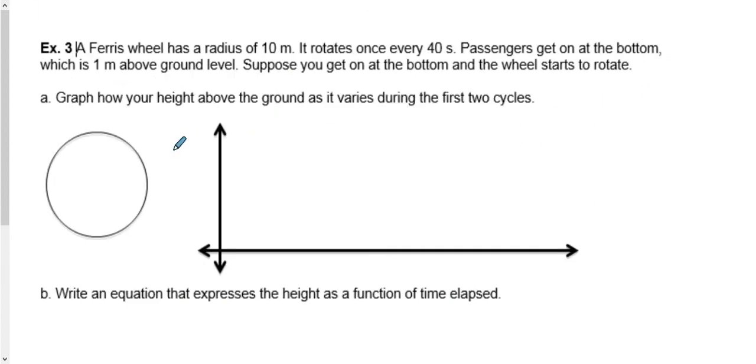In our next example, we have a Ferris wheel again, so it's very, very similar to lesson 1. It has a radius of 10, it rotates every 40 seconds. Passengers get on at the bottom, which is 1 meter above ground level. Suppose you get on at the bottom and the wheel starts to rotate. So what do we need to know about this picture here? So I've got a picture of a circle here and a grid here.